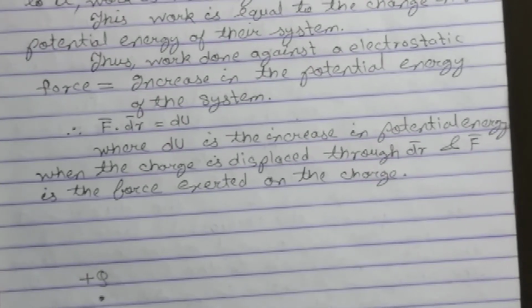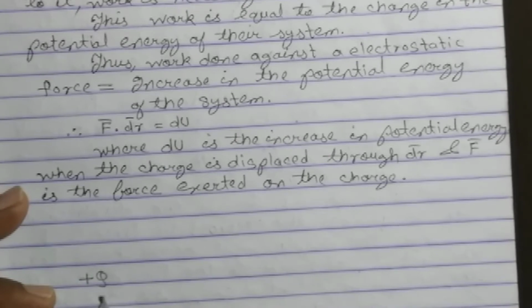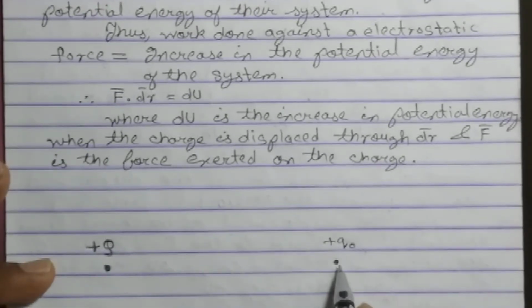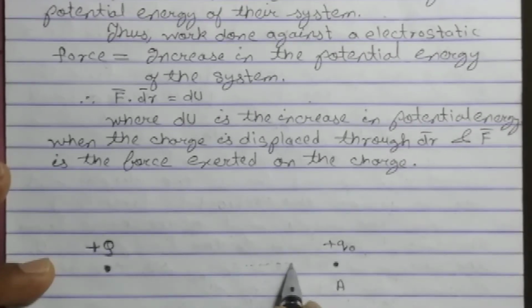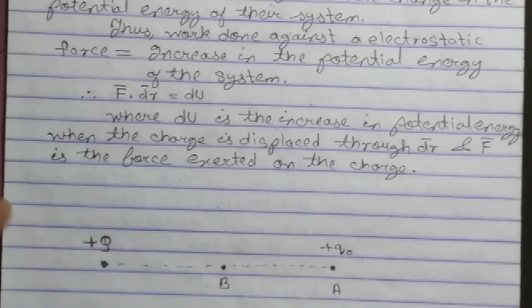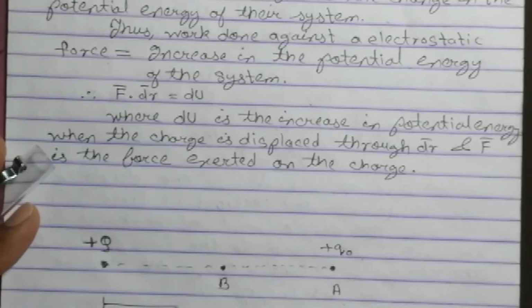So now I'm going to consider point charge plus Q. Suppose there is another point charge plus Q naught. I want to bring this plus Q naught from position A to position B. Initially, this point A is at a distance R1.